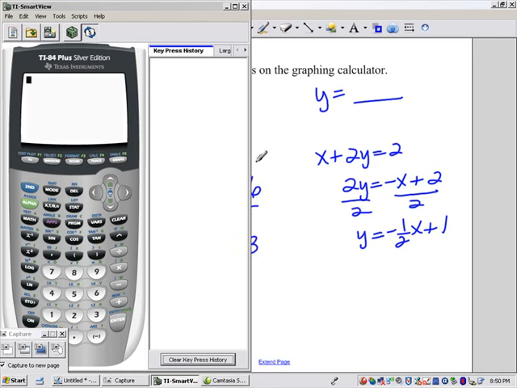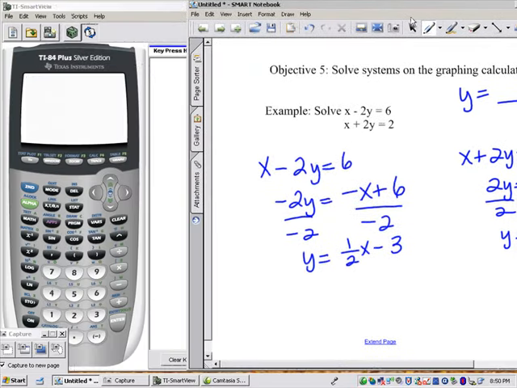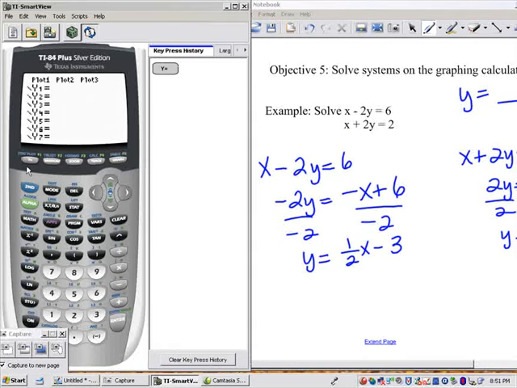The first thing that we want to do is turn it on obviously and press y equals, and then you're going to enter 1/2 x minus 3. So 1/2 is our coefficient, so we just enter that as 1 divided by 2x minus 3. Now if you have a TI-82, which I hope none of you do, but if you do, you have to put the 1/2 in parentheses before typing in the x. And then we're going to enter that.